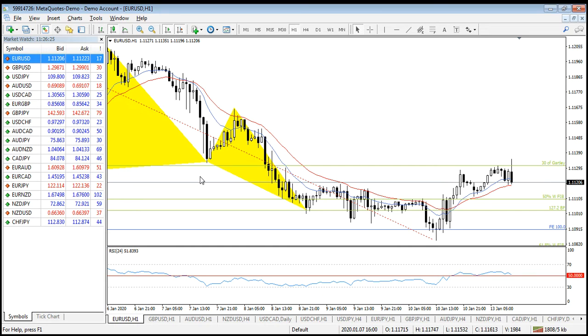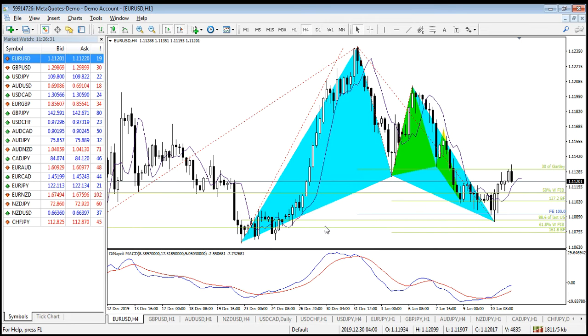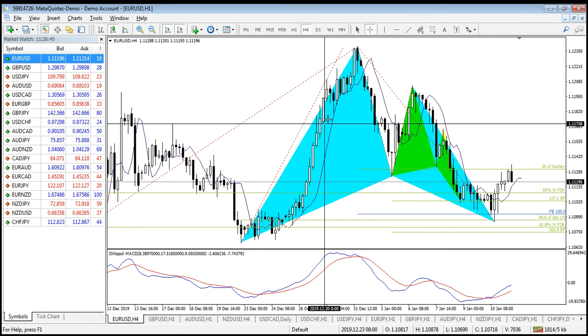Hi fellow traders, I'm making this video for Euro USD analysis. So let's look at the 4-hour time frame. This Gartley has been completed. The market hit this 88.6% of the last upswing. You see this 88.6% of the last upswing. This was the line, the horizontal line of this crosshair. So 88.6% of this upswing.